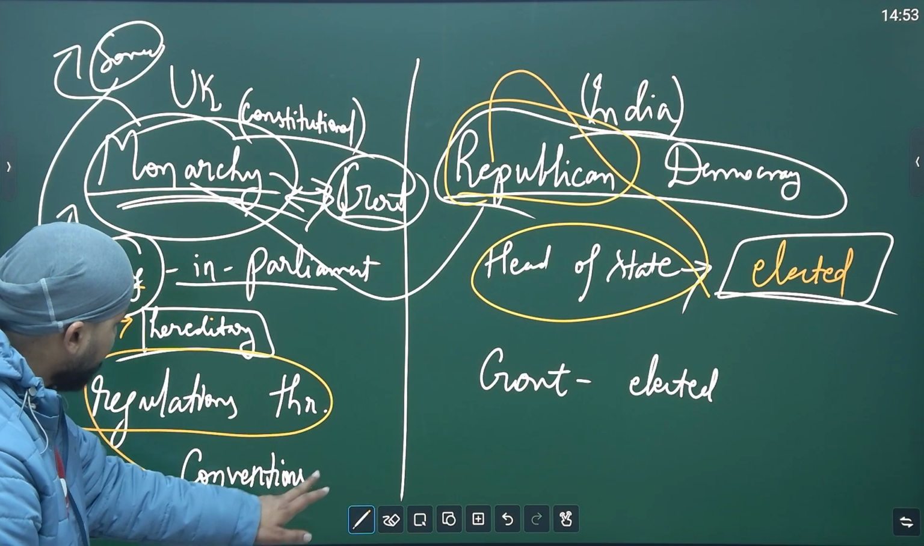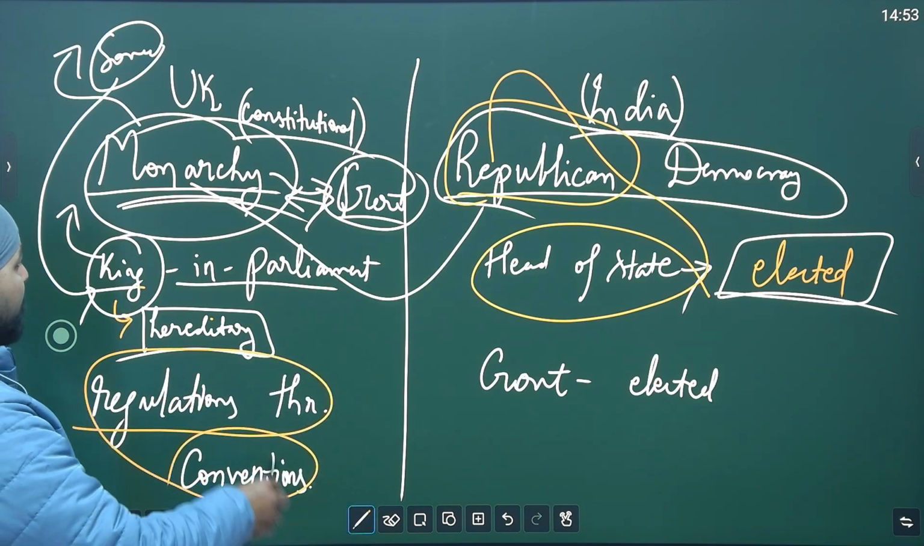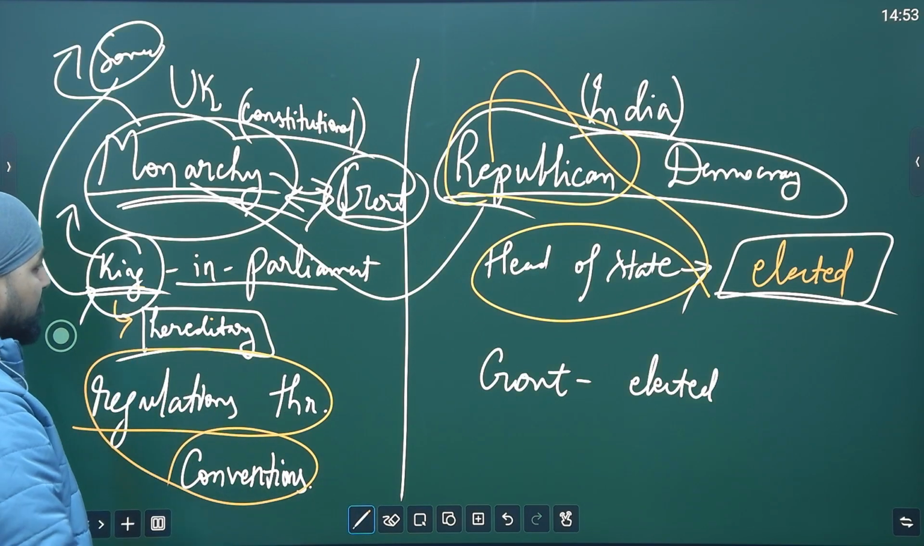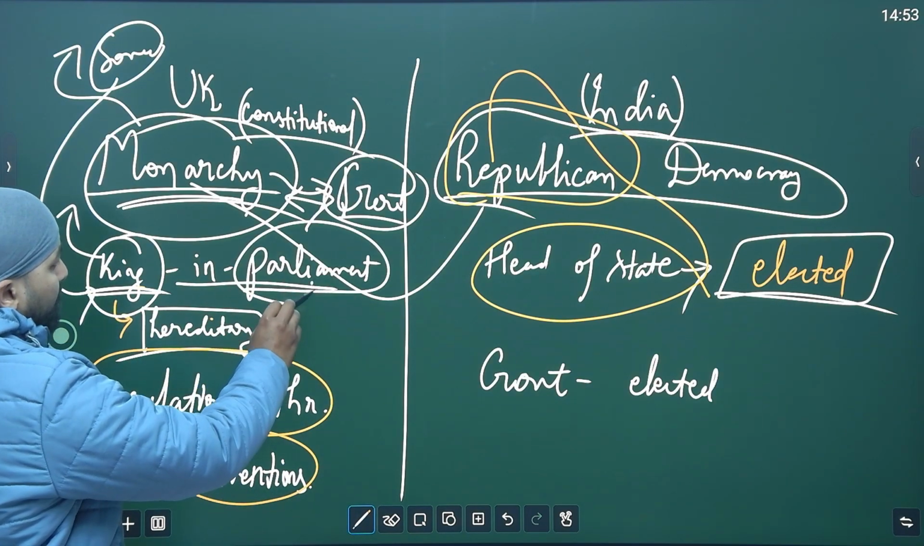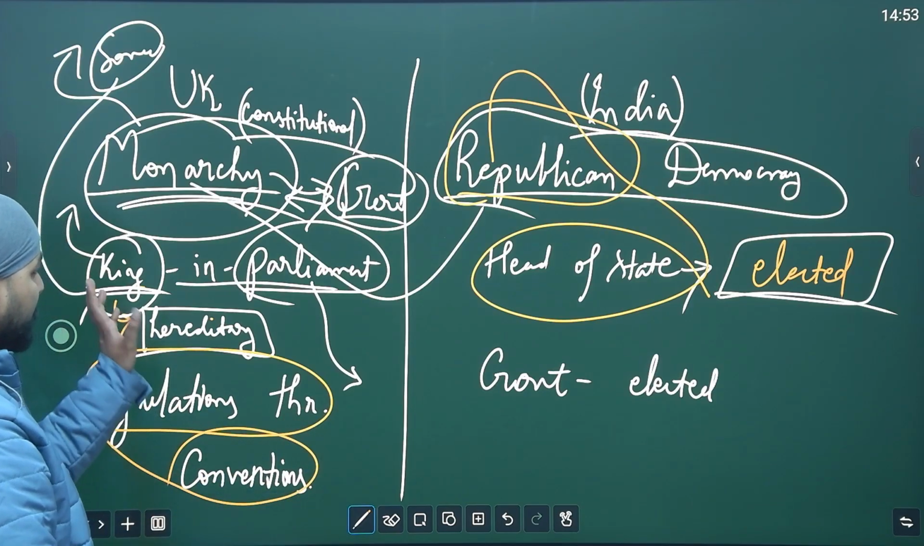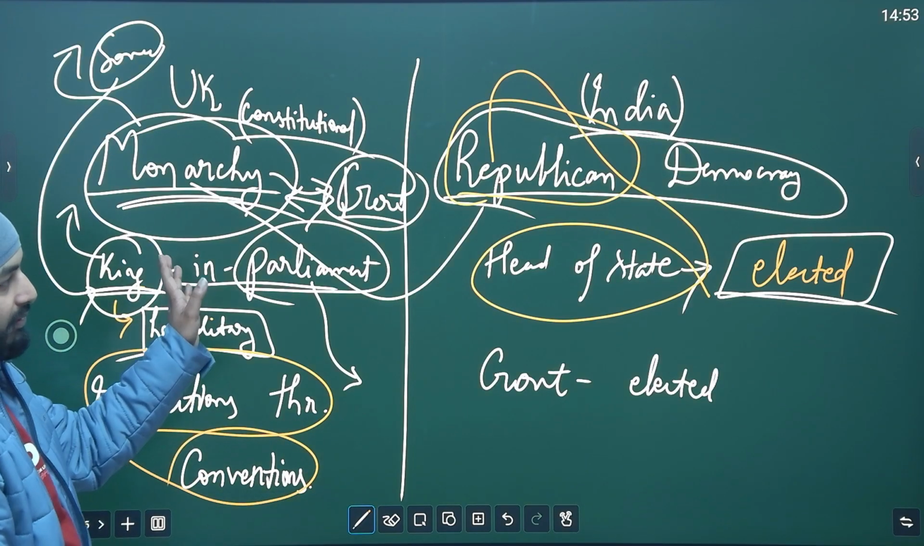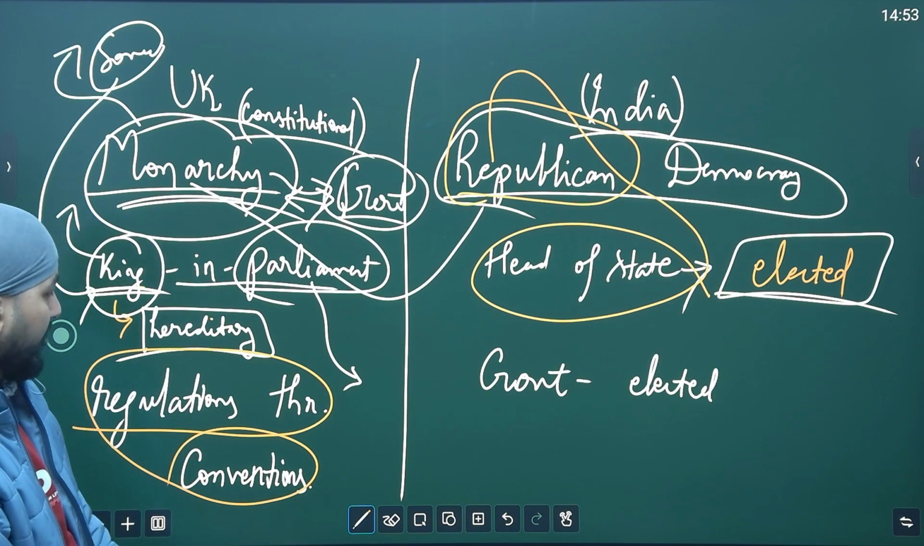Also, here the king is much more powerful than the president because he is ruled by conventions, not by parliamentary laws. But parliament never passes any law which restricts the power of the king. A bit more powerful here is the king, the sovereign.